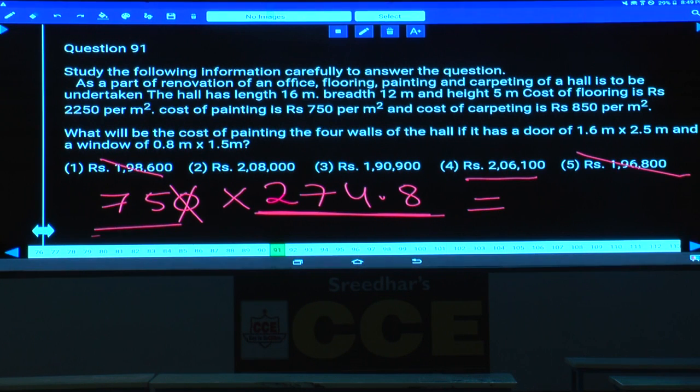See, 750 is a 3 multiple. We verified it. We got 3 options: first option or fourth or fifth. Correct? And 2748 is also a 3 multiple. A 3 multiple should be a 9 multiple. Is your first option a 9 multiple? No. Fourth option? Yes. Fifth option? No. So out of those 3 also 2 are eliminated. Fourth option, final answer. Okay, sure everybody? Chalo, next.